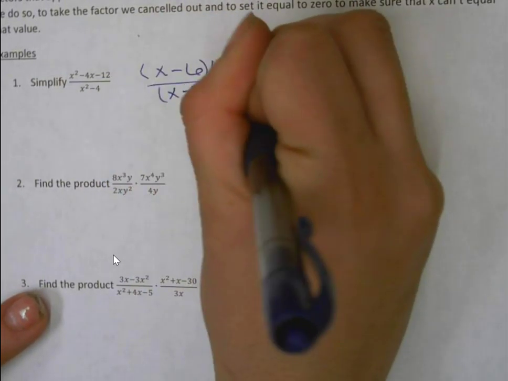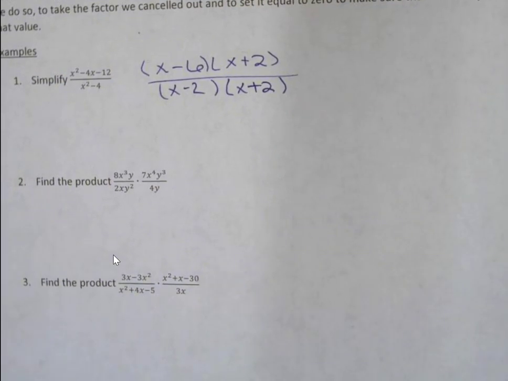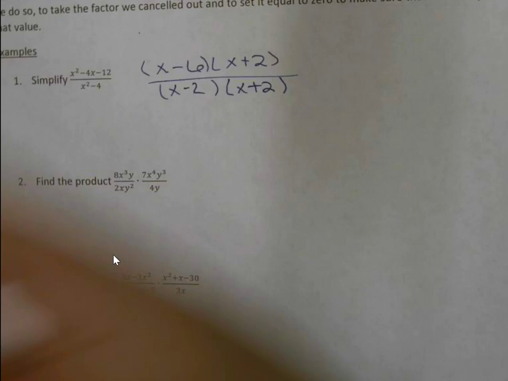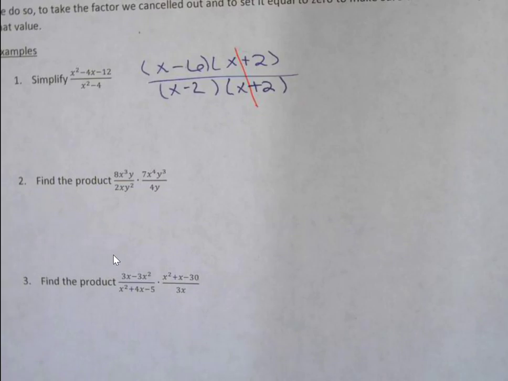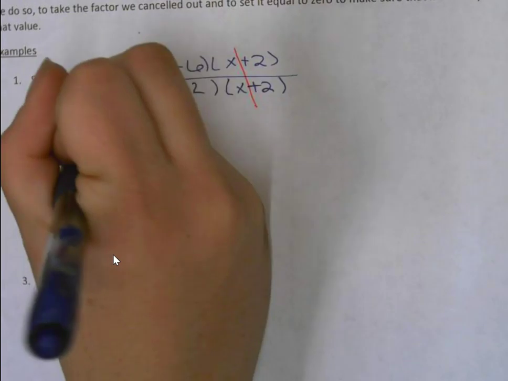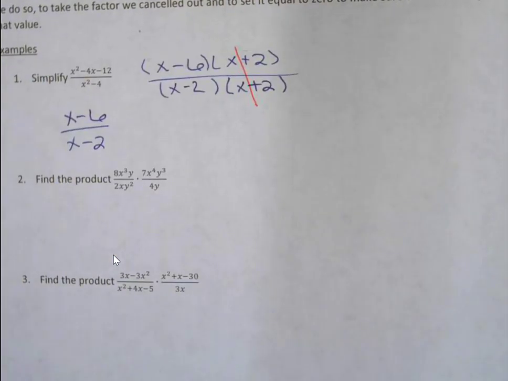Okay. So notice, what do I have repeated? I have the x plus 2. It's repeated on the top and the bottom. So if it's on the top and the bottom, they cancel out. This one's only 1. Sometimes it can be more, but this one's just 1. But they have to be pairs, right? Yeah, it has to be the same thing.